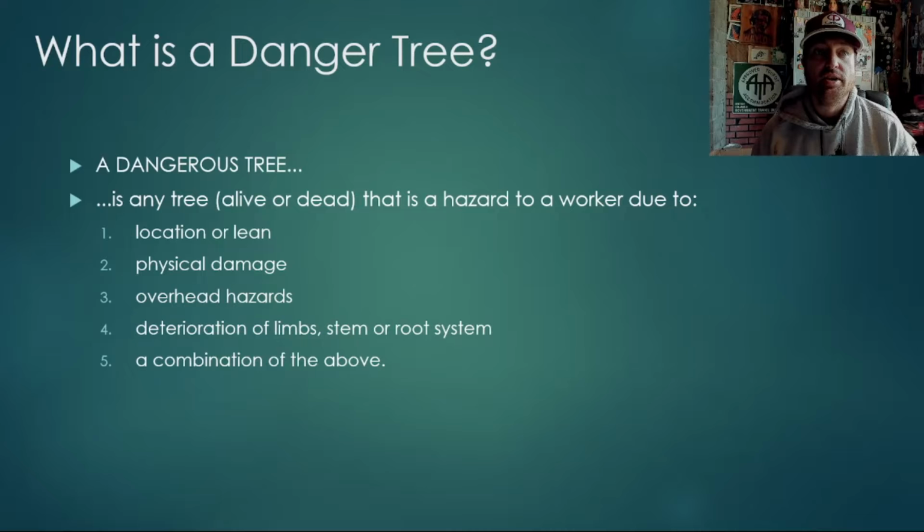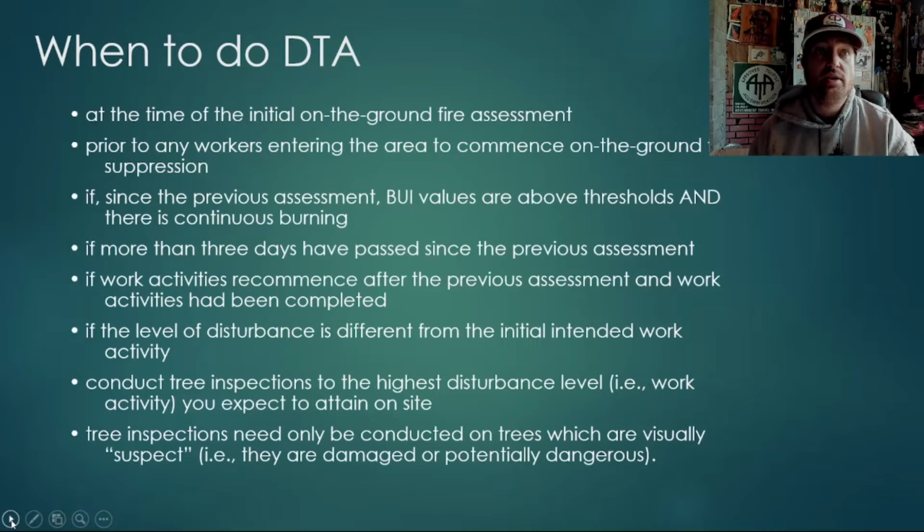Deterioration of limbs, stem, and root system. So that would be an example of the widowmaker, the deterioration of the limb. If the stem of the tree seems like it's going to give, or the roots, certain trees especially are very prone to it: if they lose one root, the whole tree is doomed to fall over. Spruce are the guiltiest party for that. So when you first get to a fire and you have to assess what's going on, that's when a DTA has to happen for sure.